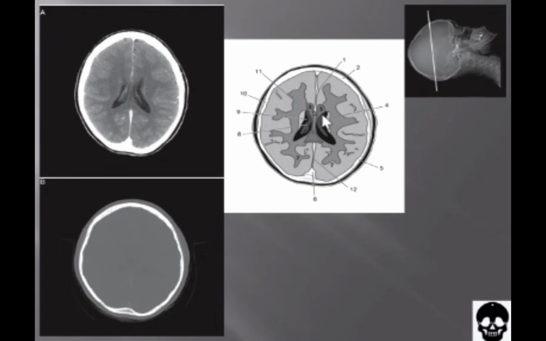Number 4 is the caudate nucleus body. Number 5 is the parietal bone. Number 6 is the confluence of sinuses, torcular. Number 7 is the occipital lobe. Number 8 is the choroid plexus. Number 9 is the lateral ventricle body. Number 10 is the temporal bone. Number 11 is the corona radiata. And number 12 is the straight sinus.